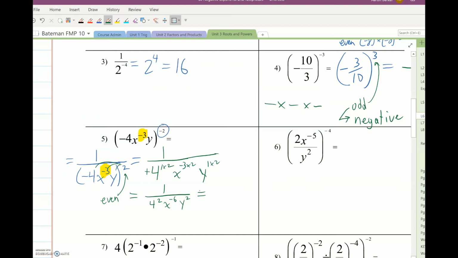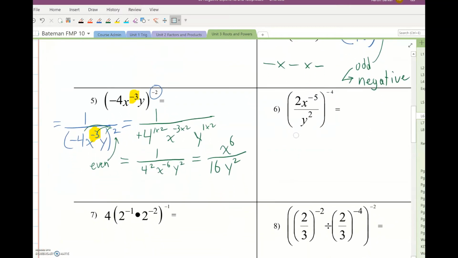So we had 4 squared, x negative 6, y 2. So evaluate the 4 squared and move the x up top to fix the negative 6. So we get x6 up top, 16 y squared. Okay. Tough question.